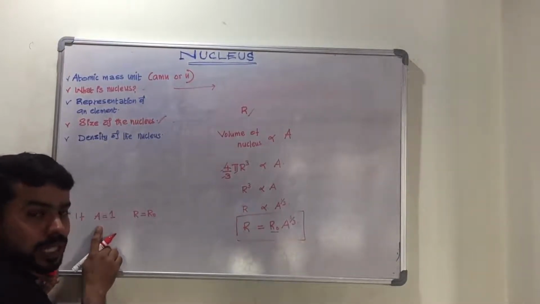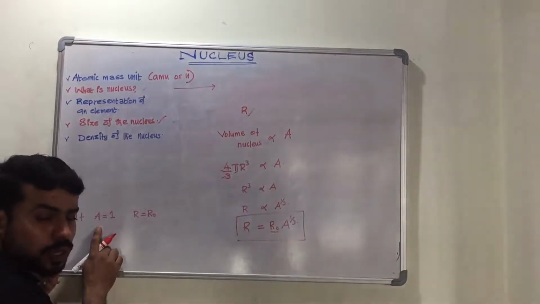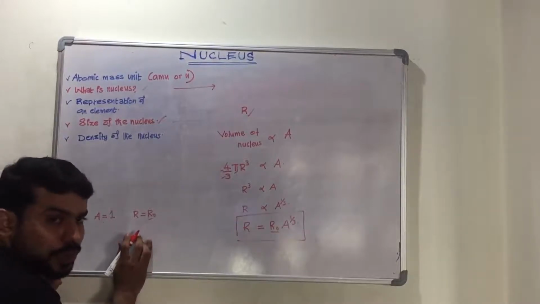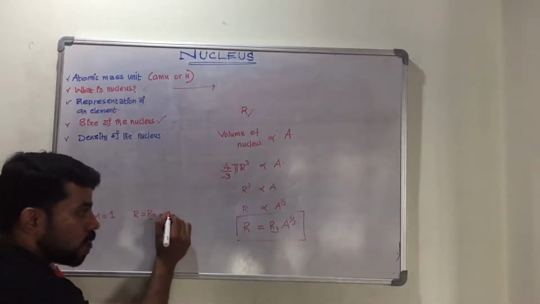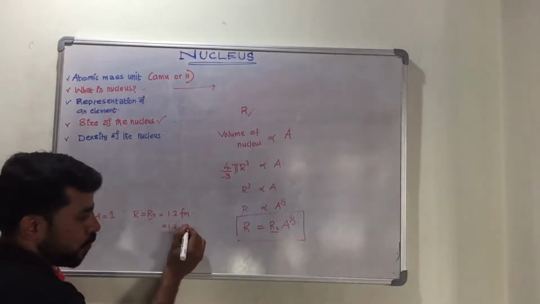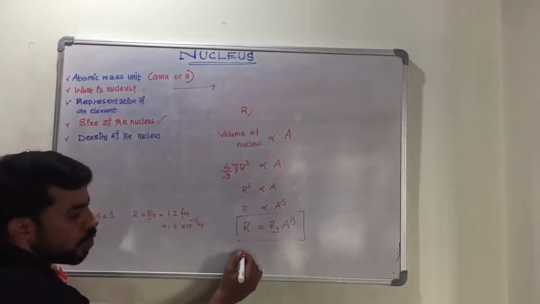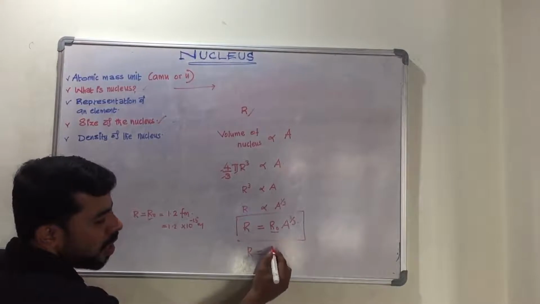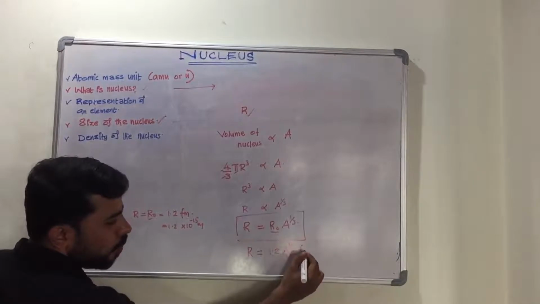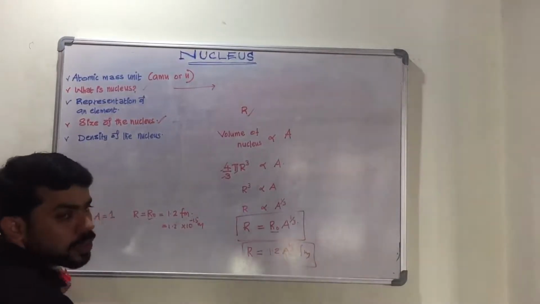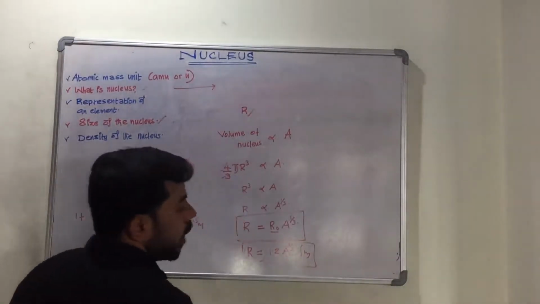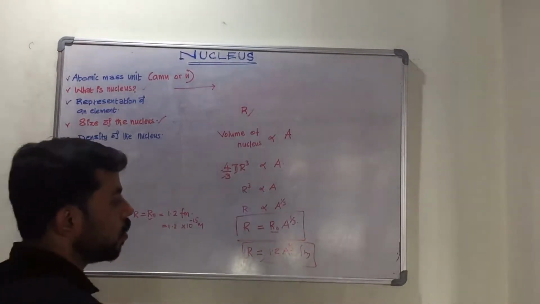The nucleus with mass number equal to 1 is actually the nucleus of hydrogen, that means a proton. Then R0 will be the radius of a proton, and it is known, and its value is given by 1.2 femtometer, meaning 1.2 into 10 raised to minus 15 meter. Then this equation becomes R is equal to 1.2 into A raised to 1 by 3 fm. This is the equation to find out the radius of the nucleus of any atom.